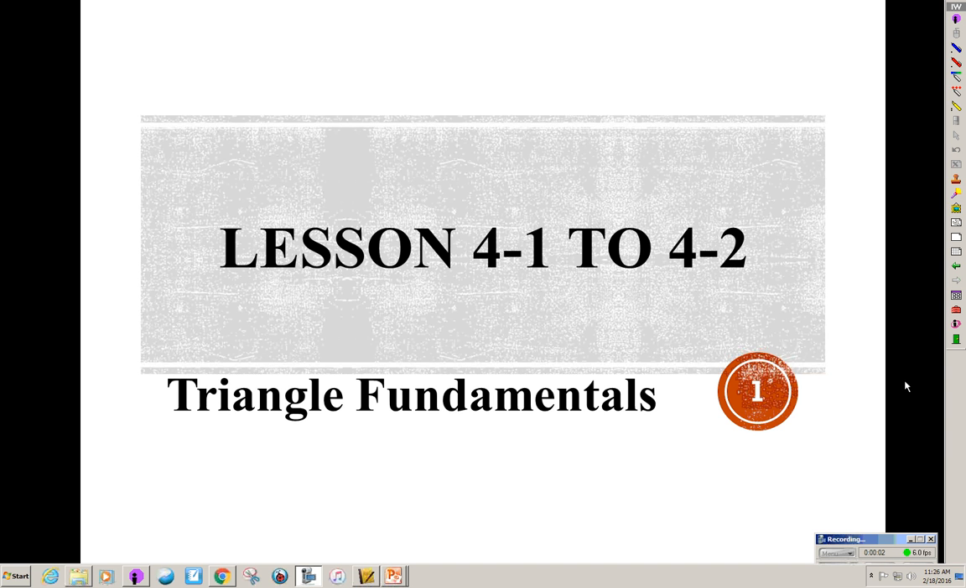This lesson is triangle fundamentals. We're going to learn how to name triangles, talk about angles and their opposite sides, classify triangles, and then we'll do a little bit of algebra based on angle and side measures.